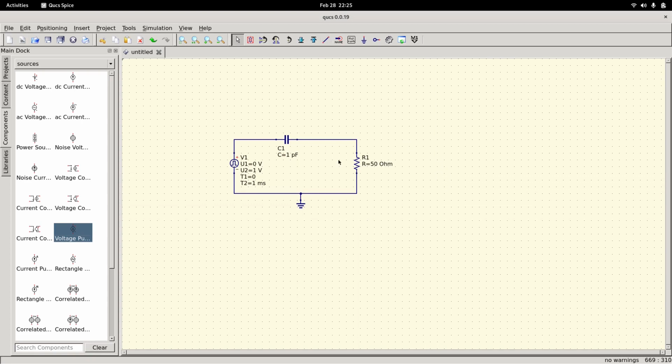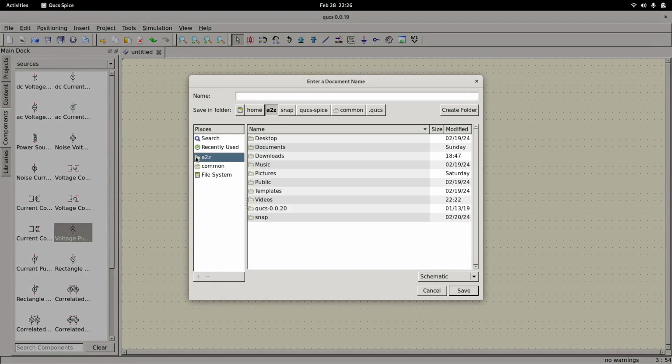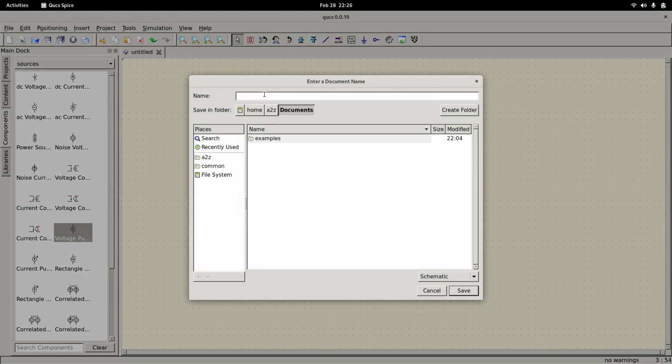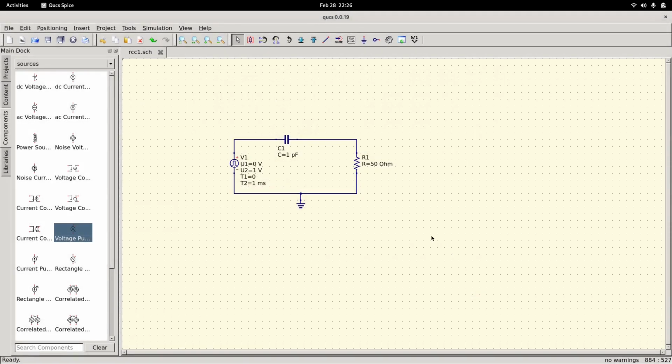Now we want to edit the values, and before that we will save the circuit. Click on save. Click on any convenient place and give any name. I give the RC circuit 1, RC1 as the name. Save. Now you have to edit the component values. There are two methods by which you can edit the component values.